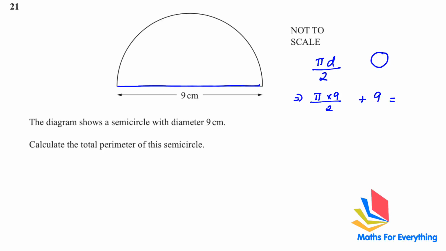Now put this whole thing in the calculator. We'll get the answer 23.13. You can leave it as one decimal place. So that's the total perimeter.